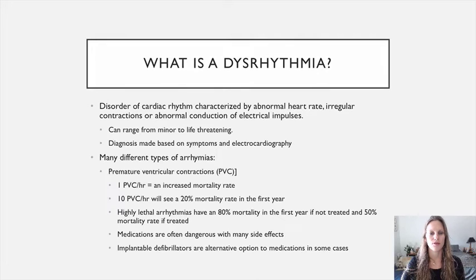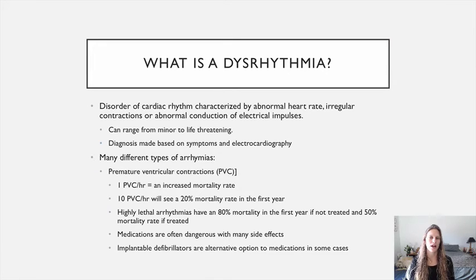I want to first look at the different types of arrhythmias. Like I said, there's a whole bunch. Some of the common ones you may or may not have heard before: one is a premature ventricular contraction, abbreviated as a PVC. You can see on the slide that PVCs are significant. Even if someone's not having frequent PVCs, they carry an increased mortality risk. If someone's having 1 PVC an hour, that increases their mortality risk. If they're having like 10 PVCs per hour, that's an increase of roughly 20% in that first year.